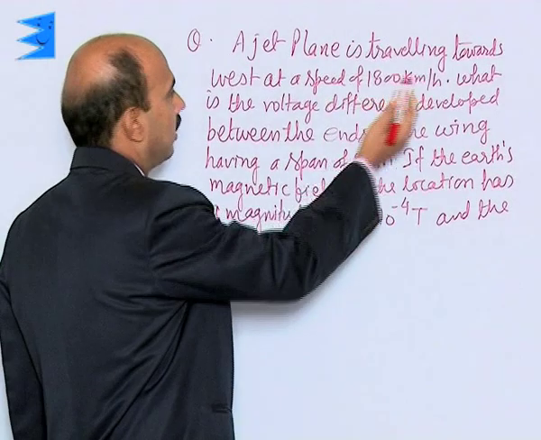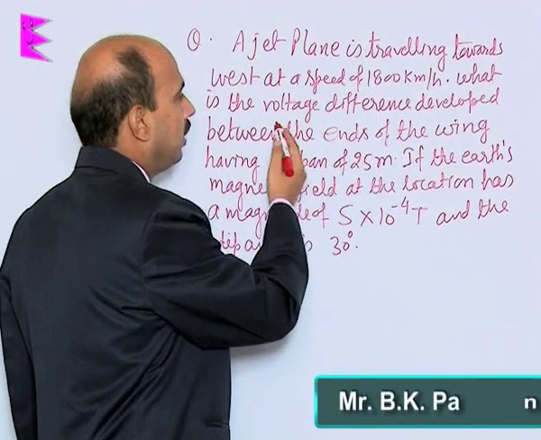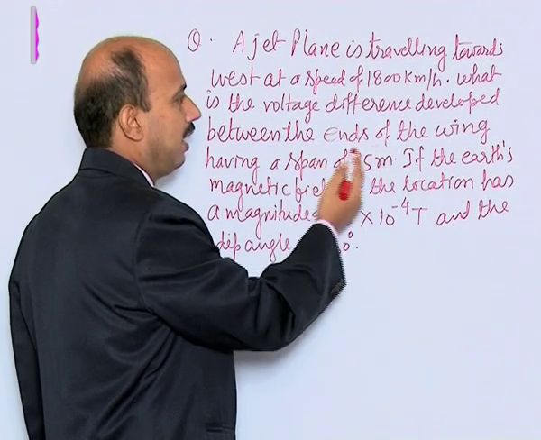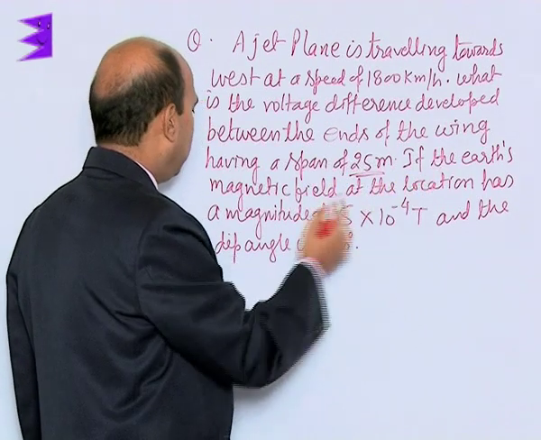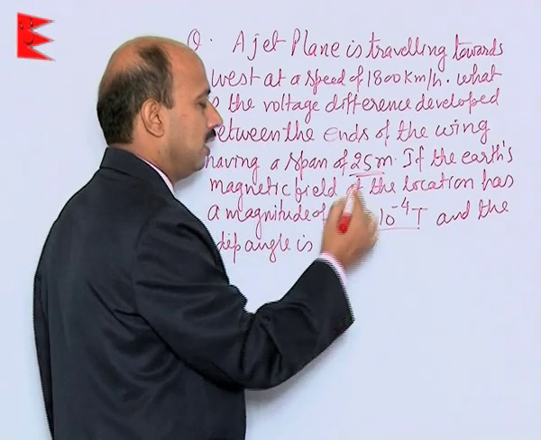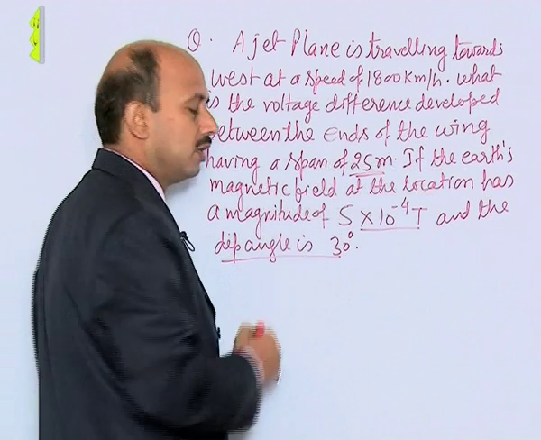See, a jet plane is traveling towards west at a speed of 1800 km per hour. What is the voltage difference developed between the ends of the wing having a span of 25 meter, if the Earth's magnetic field at that location has a magnitude of 5 × 10^-4 Tesla and the dip angle is 30 degree?